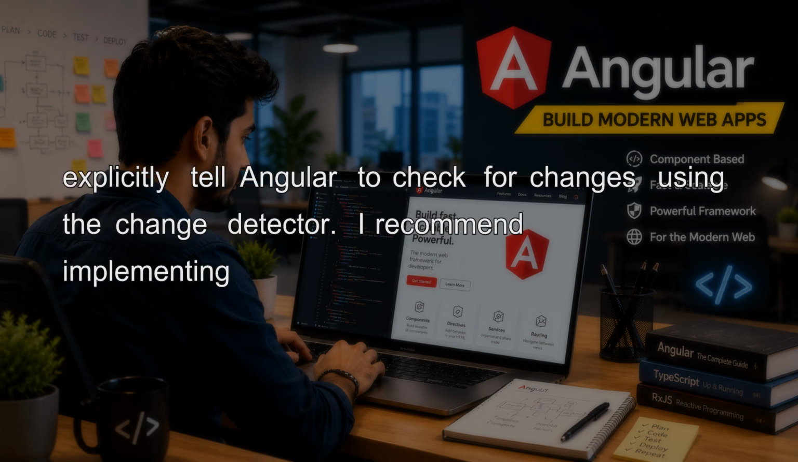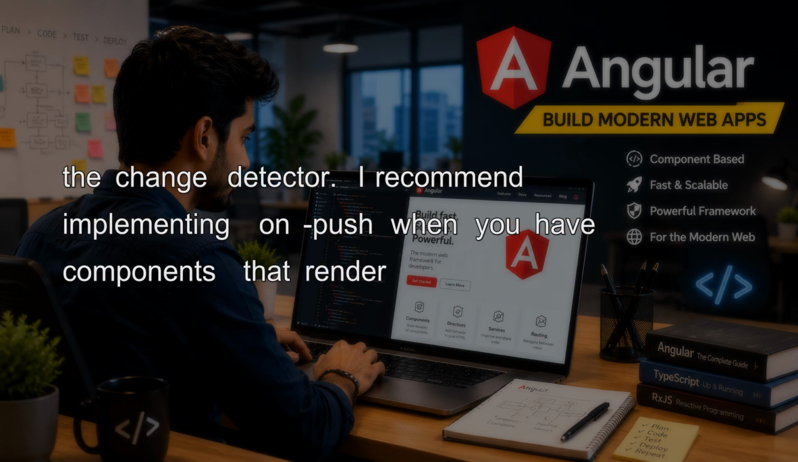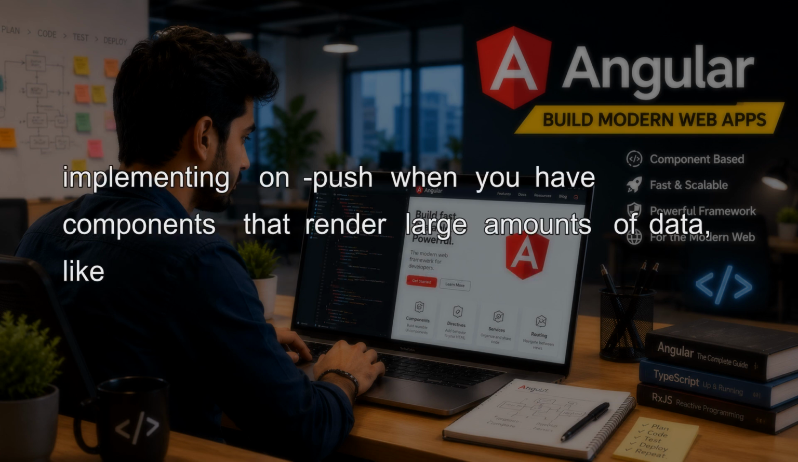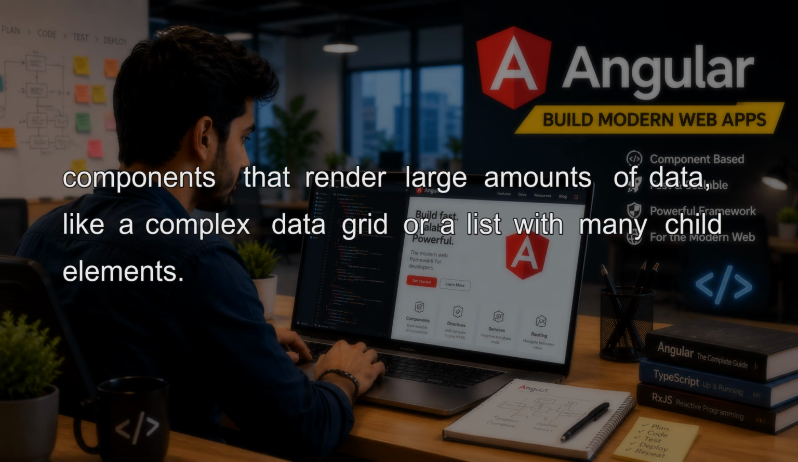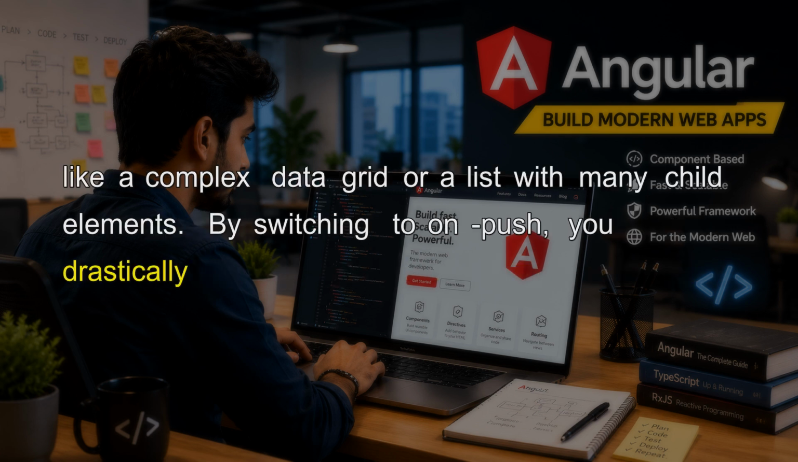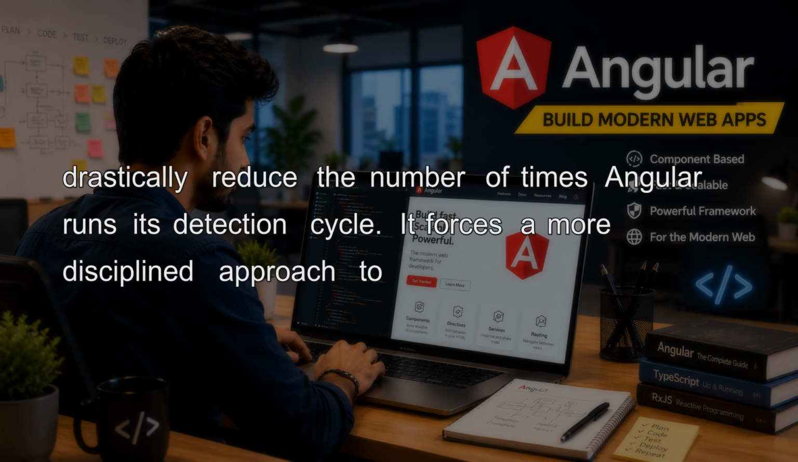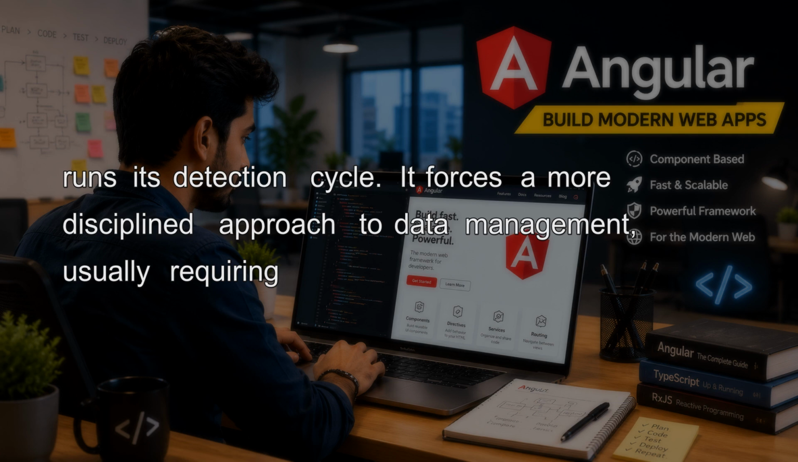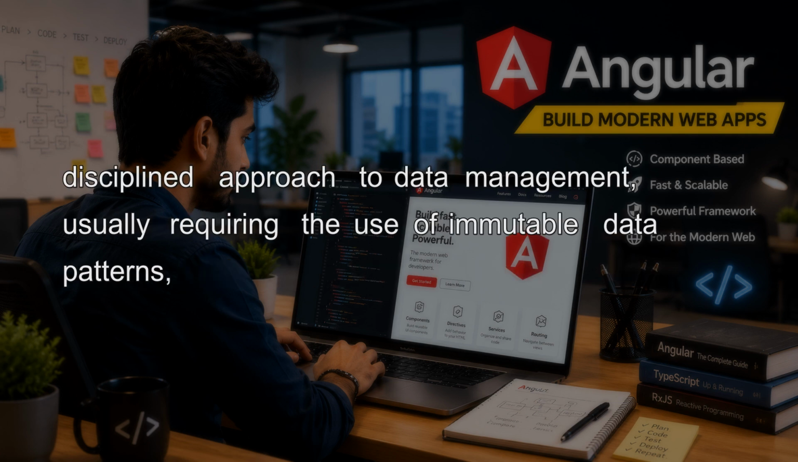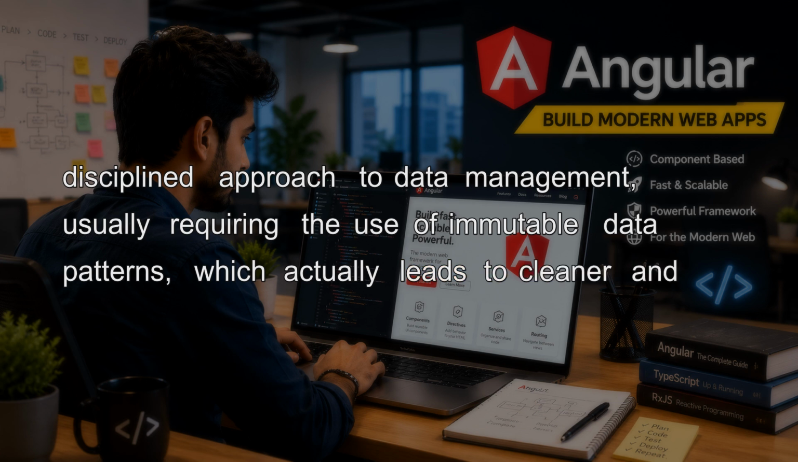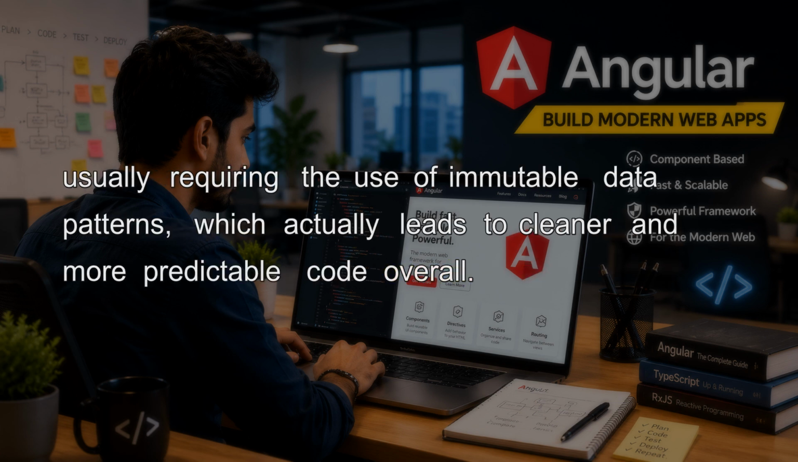I recommend implementing OnPush when you have components that render large amounts of data, like a complex data grid or a list with many child elements. By switching to OnPush, you drastically reduce the number of times Angular runs its detection cycle. It forces a more disciplined approach to data management, usually requiring the use of immutable data patterns, which actually leads to cleaner and more predictable code overall.